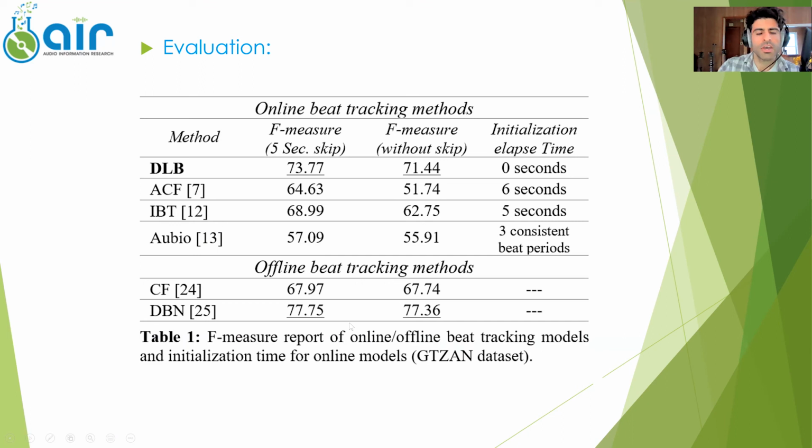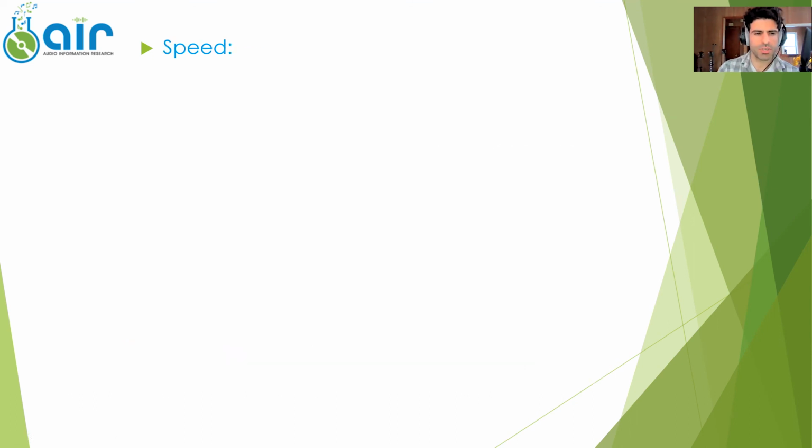responds immediately. And also we have two offline models in here that we brought. The reason is that we wanted to compare how offline and online methods differ in terms of performance. Since offline models have access to the future and also they can go back and correct their previously detected beat positions, they are usually better in terms of performance, but still, as you see, our model is comparable with these.